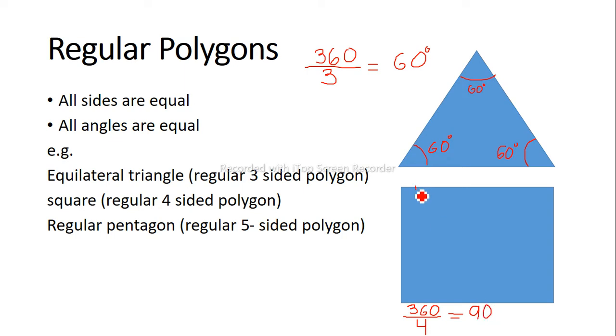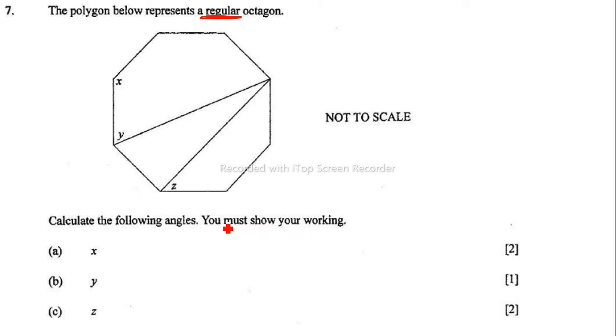So 360 degrees divided by 4 is what? 90. So it's going to be 90 for each. And so this is the formula for the regular four-sided polygons. Now if we want to go by extension for the pentagon, the five-sided shape.